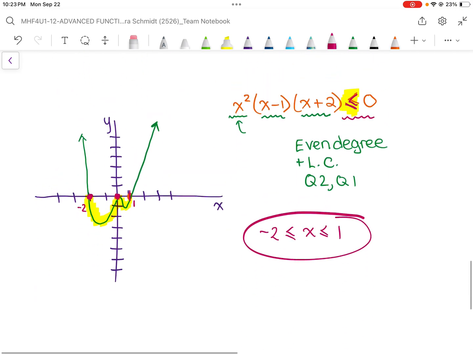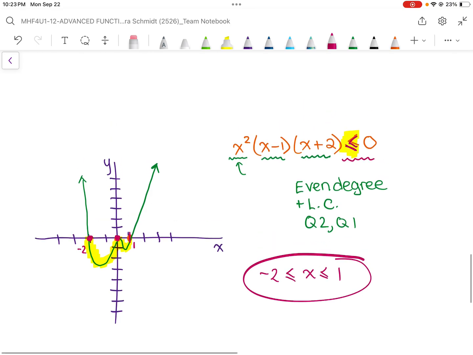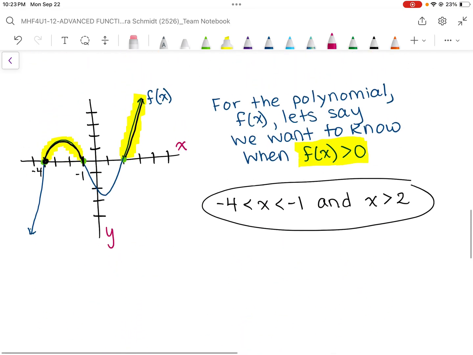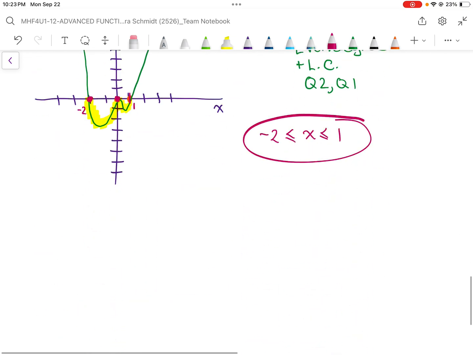And that is it. So that's how you use a graph to solve inequalities. So I'm guessing most people need to work on their sign practice.